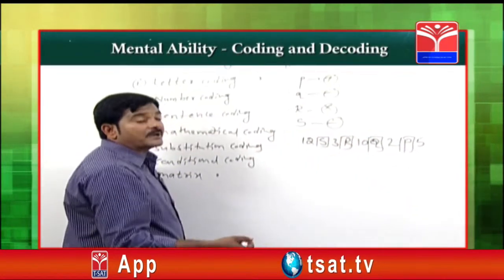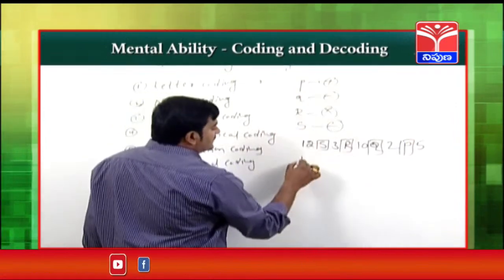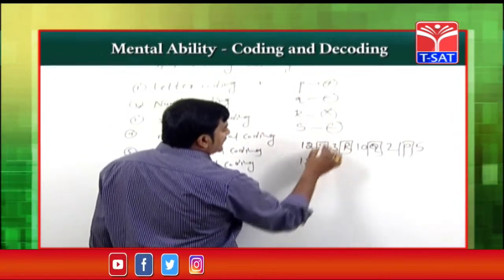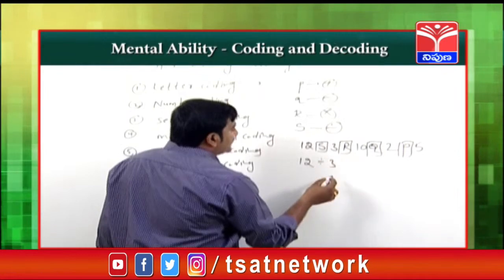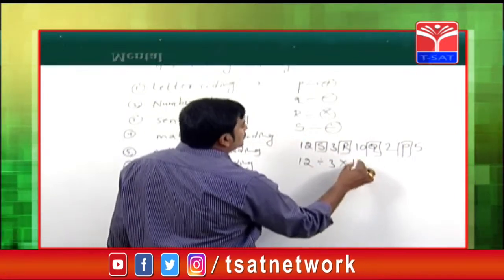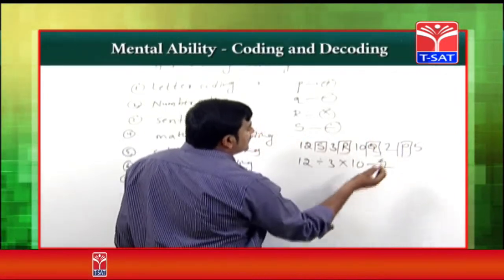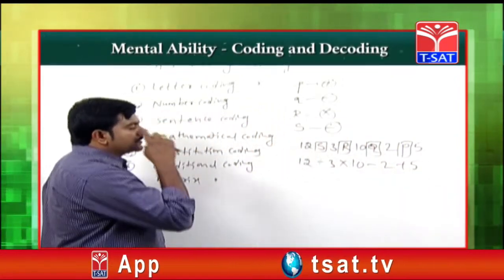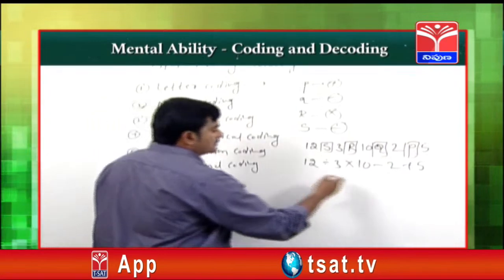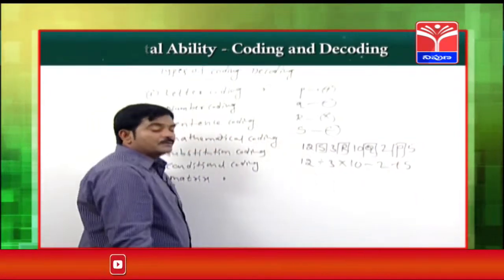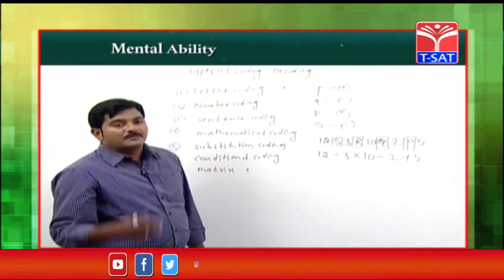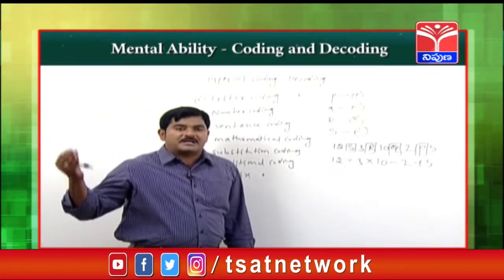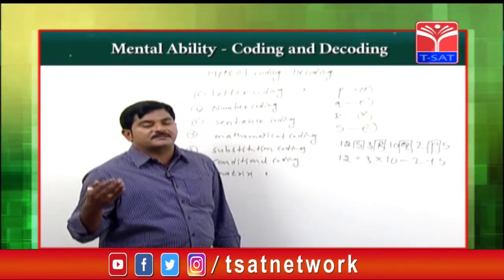What he mentioned corresponding coding: P means plus, that's why 12 into, S means what? Divided by 3, R means what? Into, Q means what? Minus, P means what? Plus 5. Okay, this can be solved. You should not solve directly. This can be solved by using the BODMAS rule concept: bracket, division, multiplication, addition, subtraction and so on.